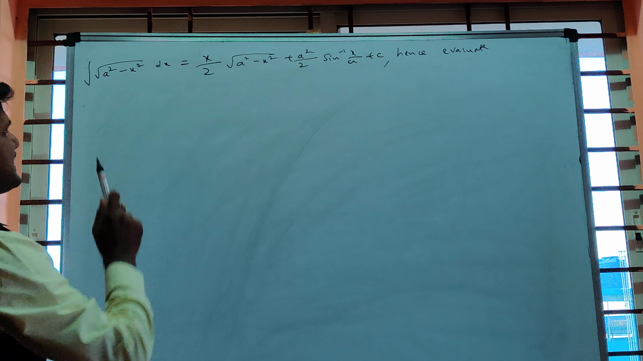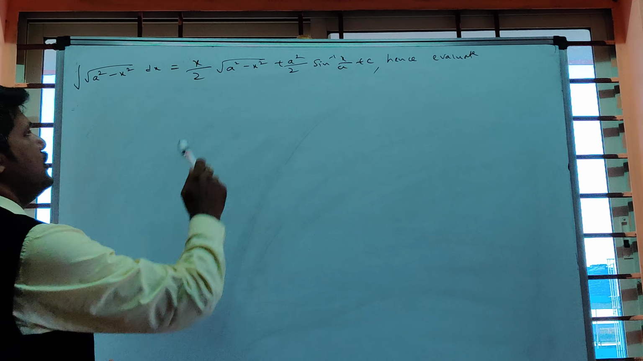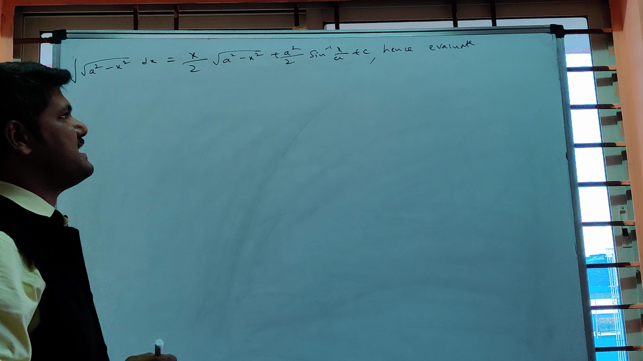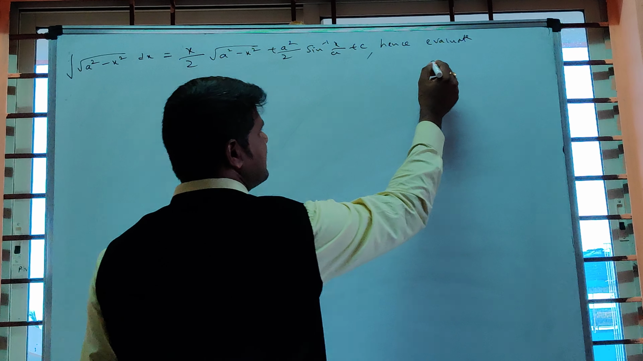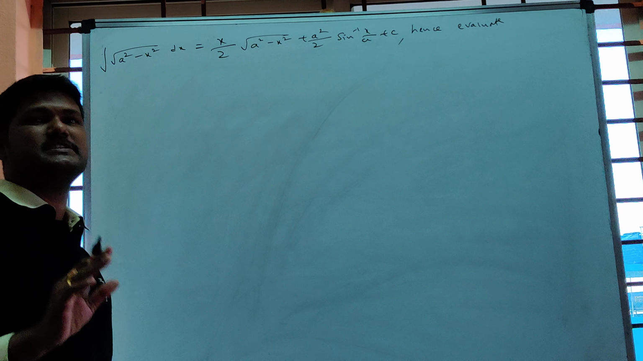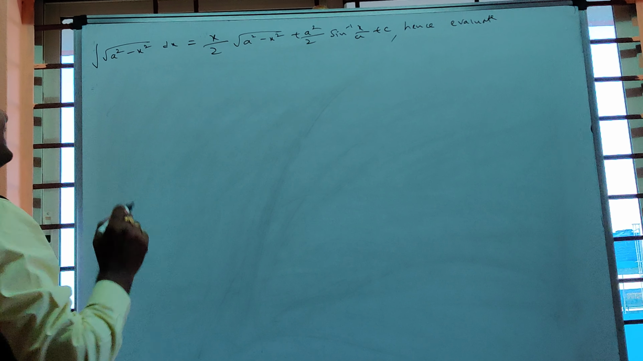Integral root of a square minus x square dx is equal to x by 2 root of a square minus x square plus a square by 2 sin inverse x by a plus c. Hence evaluate. They will give one question that we will discuss later. First we will discuss this particular proof. This is a 5-mark question in integration.